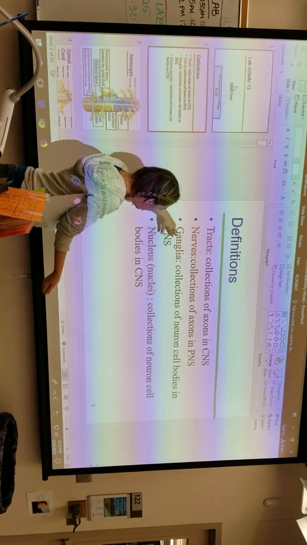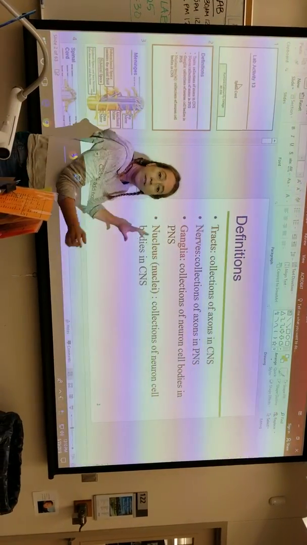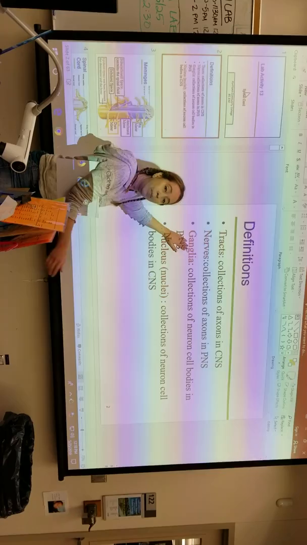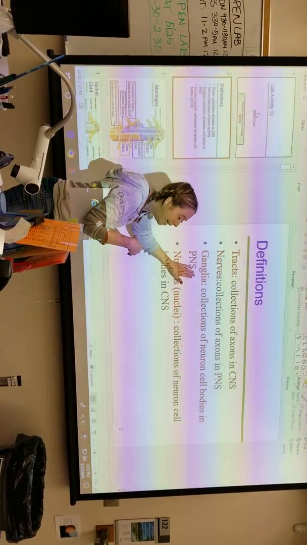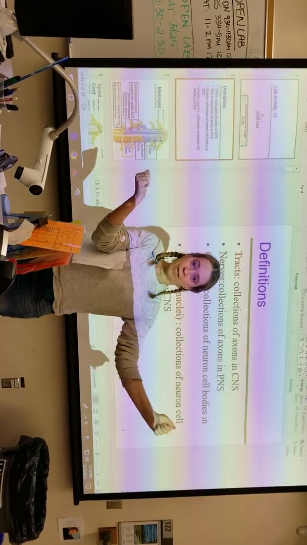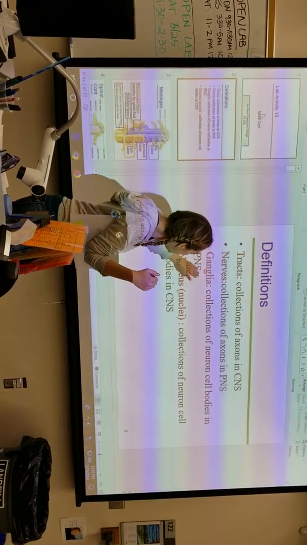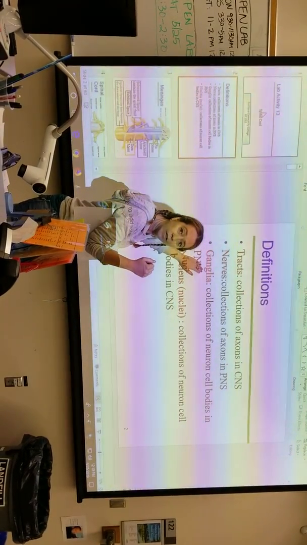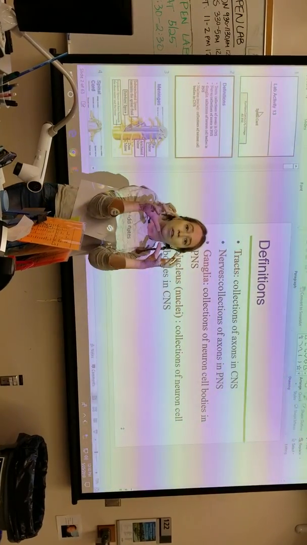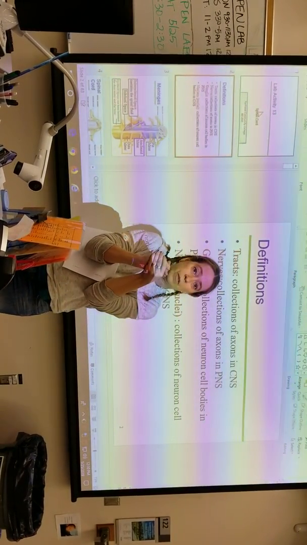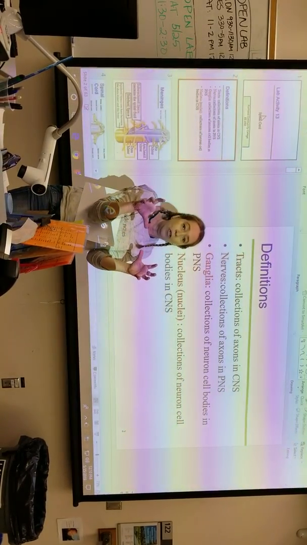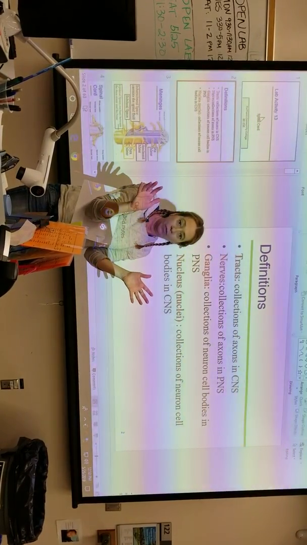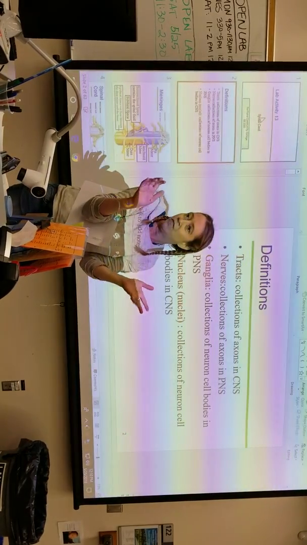Cool. All right. Same thing again. If you're a bunch of cell bodies together in the PNS, peripheral nervous system, then you're called a ganglia. If you're a bundle of cell bodies in the CNS, you're called nuclei. So, just something to memorize. Just fun stuff to memorize.